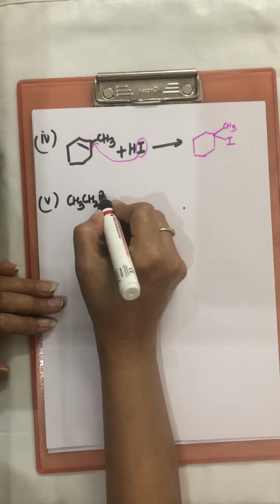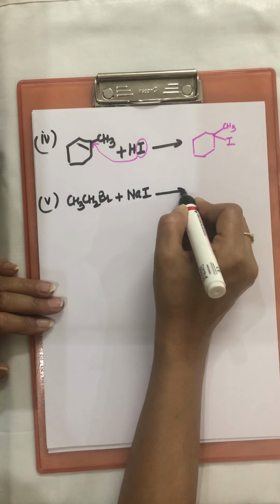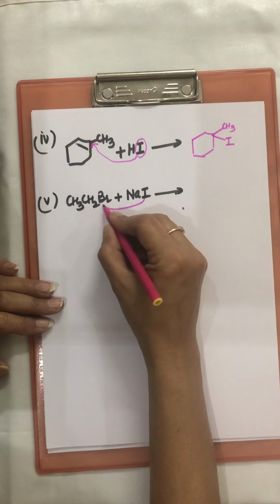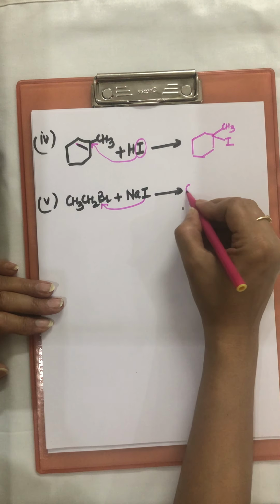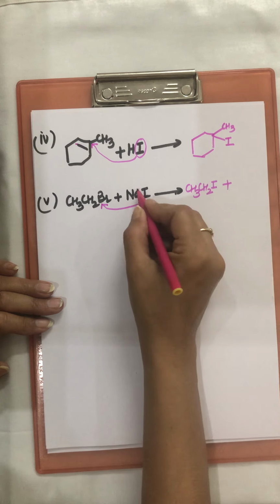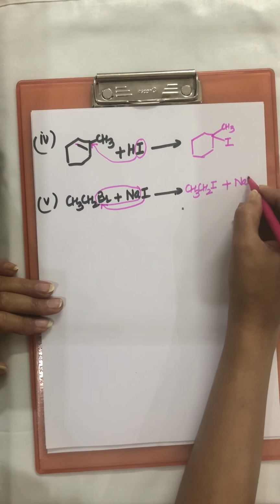When bromoethane is reacted with NaI, this reaction is the Finkelstein reaction. Halogen exchange will take place. In place of Br there will be I, and the byproduct is NaBr.